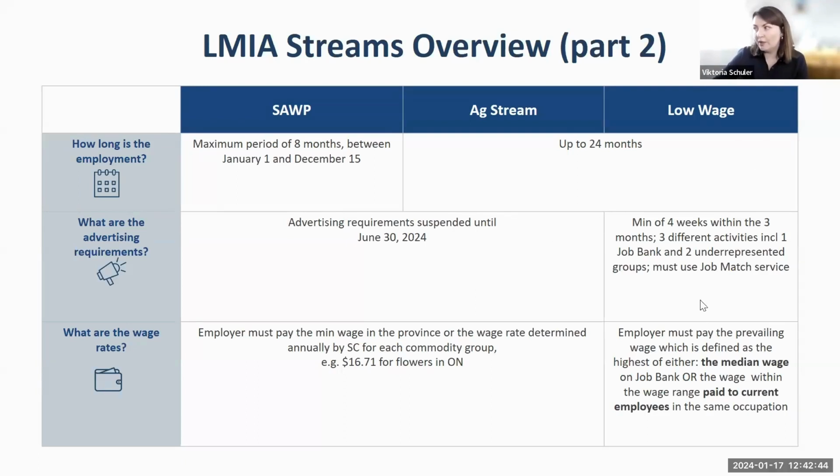For the low wage, you need to advertise a minimum of four weeks within the last three months, and it has to be three different activities. One should include the national Job Bank and two underrepresented groups. So it's a bit complicated, and with advertising, I can answer those questions if needed, but there are certain requirements for what needs to be included in the advertisement.